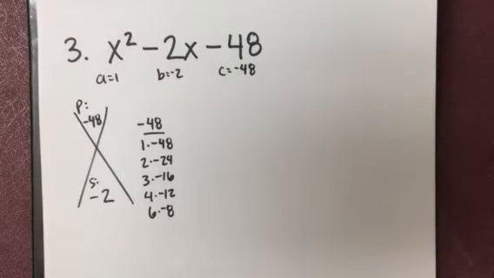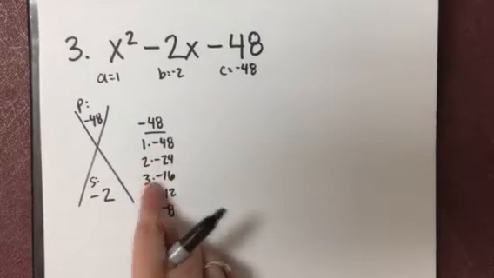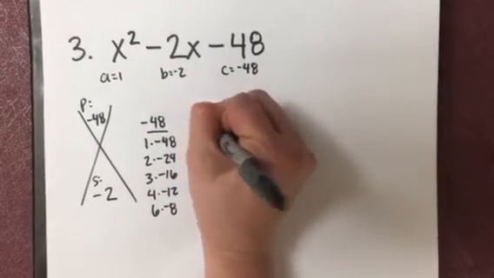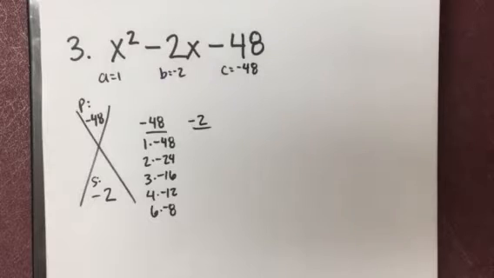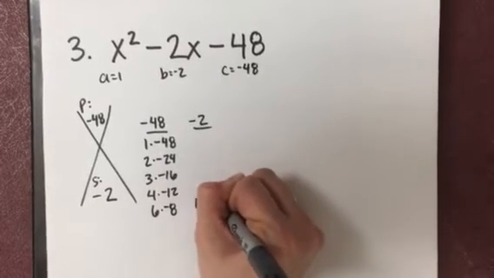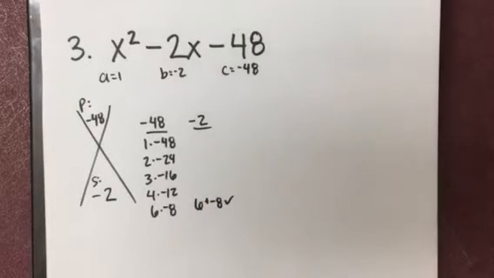Go through and add these factors together to now find the sum that you need. Remember, we're looking for a sum of negative 2. The pair that will work is the 6 and the negative 8. That adds to be a negative 2.